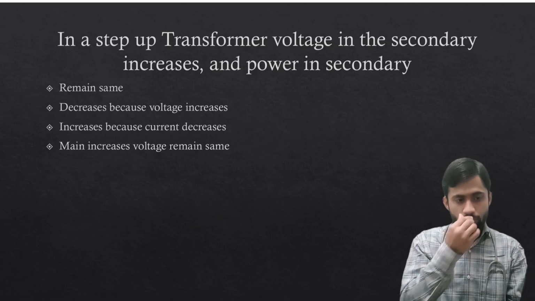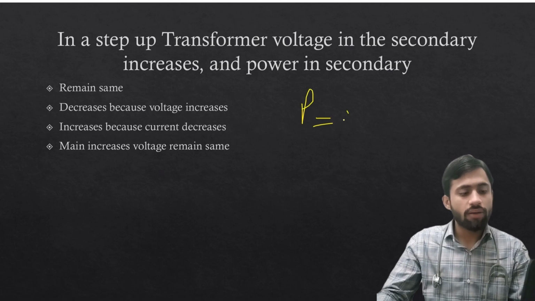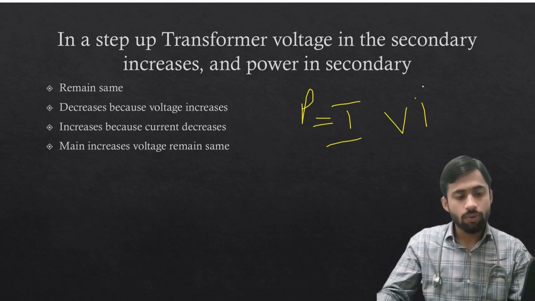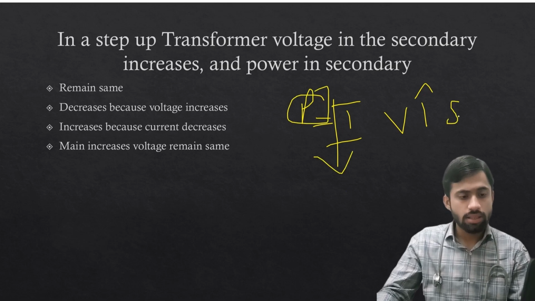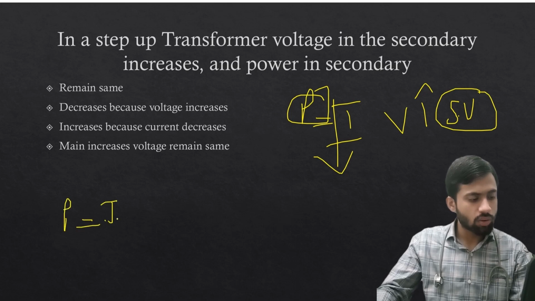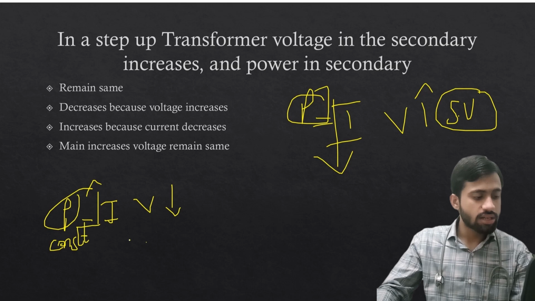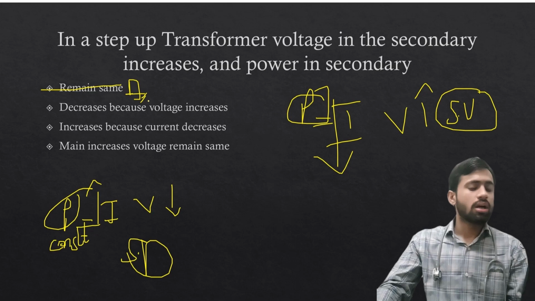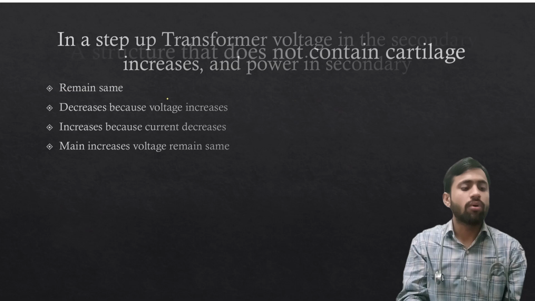In a step-up transformer, voltage in the secondary increases, the power in secondary? Remember, P is equal to IV. In a step-up transformer, voltage increases but the current decreases. As a whole, power remains constant. In case of a step-down transformer, P is equal to IV, voltage decreases but current increases, so power again remains constant. So power always remains the same, it neither decreases nor increases.